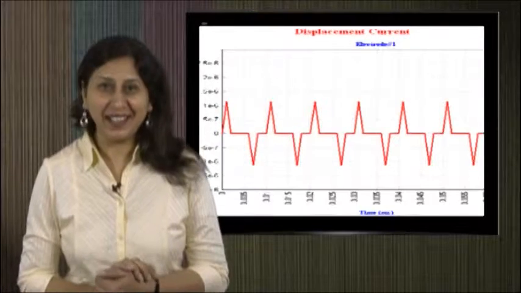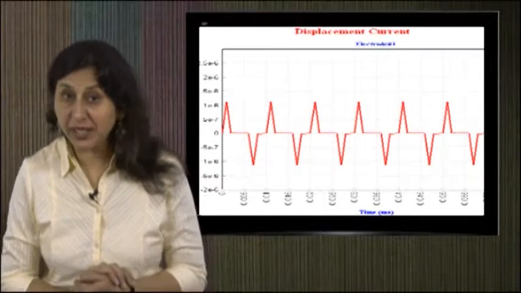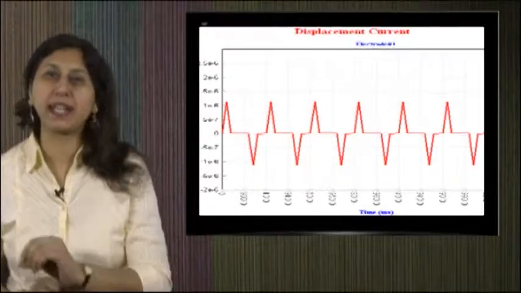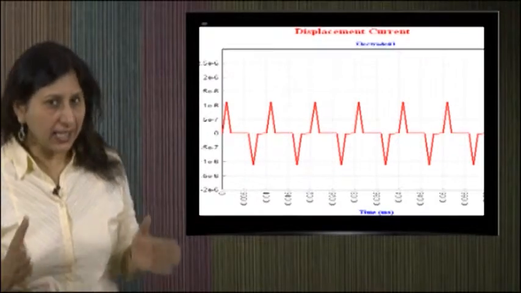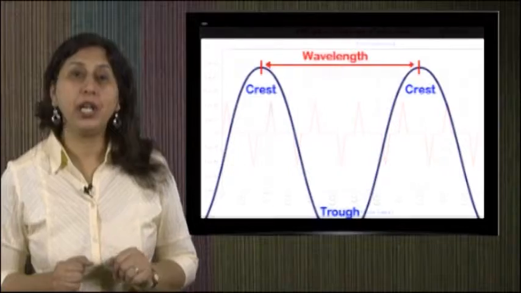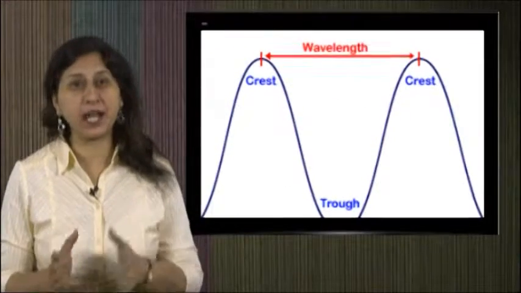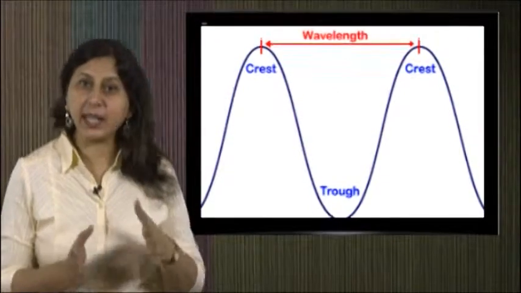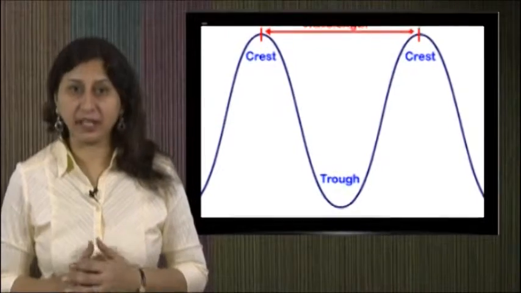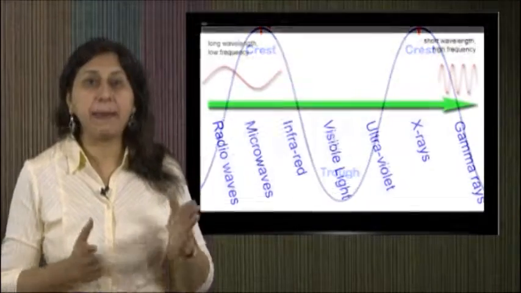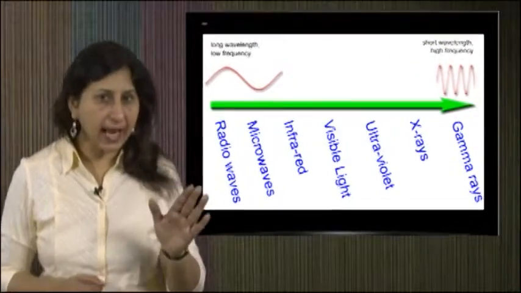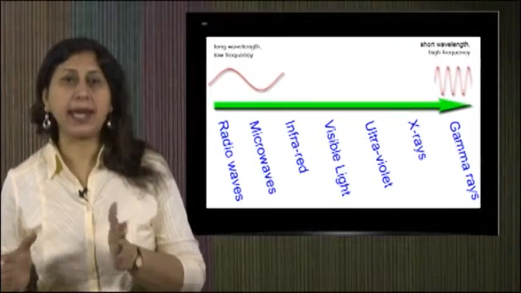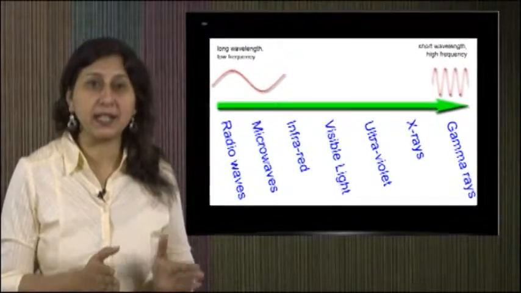Hello students, let us have a look at our fifth chapter, that is Electromagnetic Waves. After studying this chapter, you will be able to explain the displacement current, discuss the electromagnetic waves and their characteristics, define Maxwell's equation, understand the transverse waves, explain the electromagnetic spectrum.